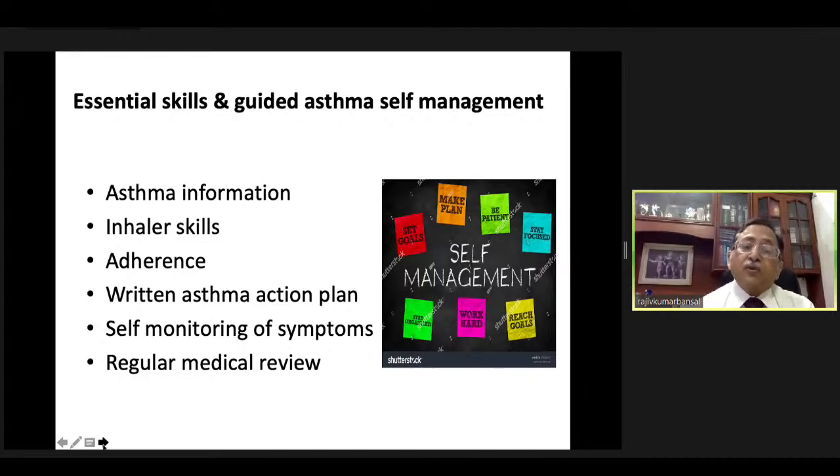We need to tell them how they can self-monitor their symptoms and come to our doctor and make the doctor understand what's going wrong. And at the same time, we have to have a regular medical review of these patients. We should not say, come after 6 months, because the patient might be suffering in between, and then you don't know what has gone wrong. And it's flaring inside. It's like a smoldering fire inside the body.